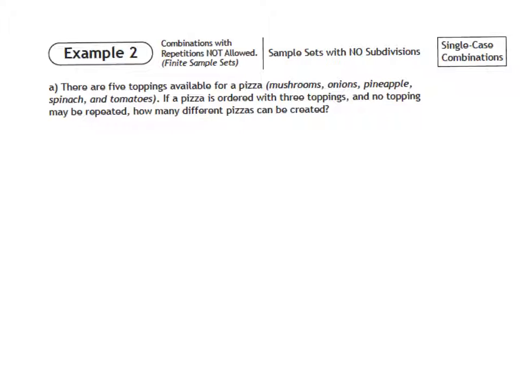So it said there's going to be 3 toppings and none can be repeated. So there were 5 toppings to choose from, and you're going to choose 3 of them. So 5 choose 3. That's all there is to that question, which is equal to 10.